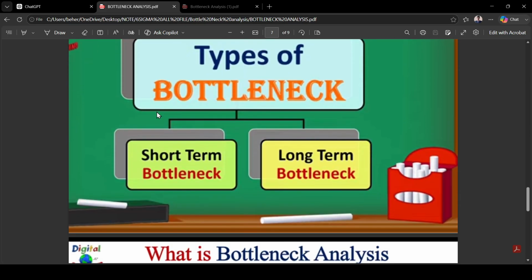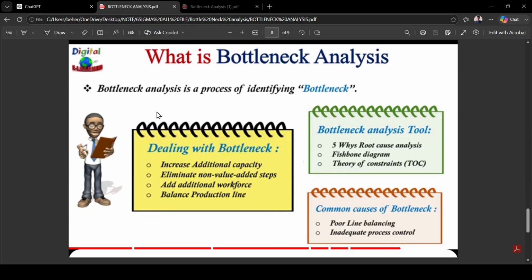And types of bottleneck: one is short-term bottleneck, another is long-term bottleneck.